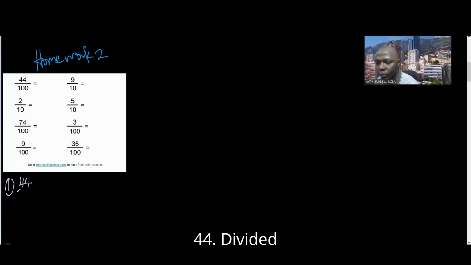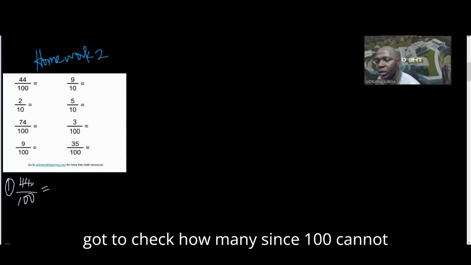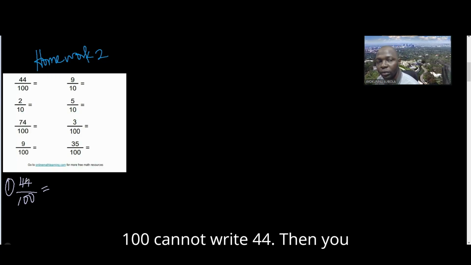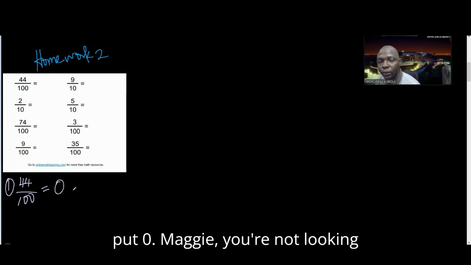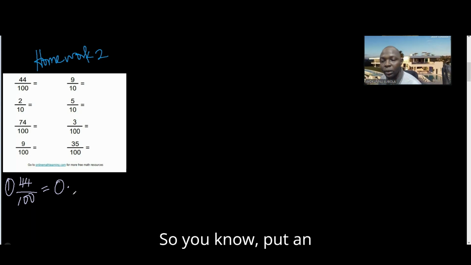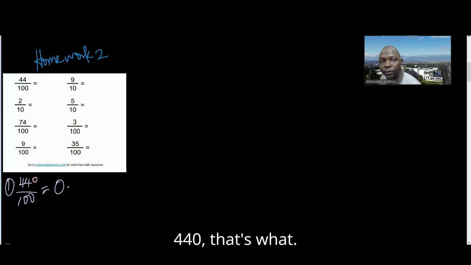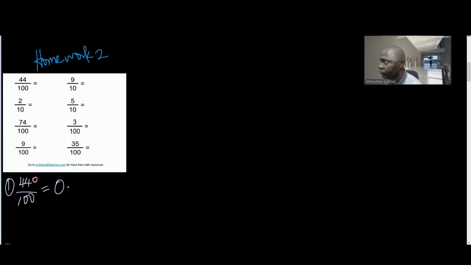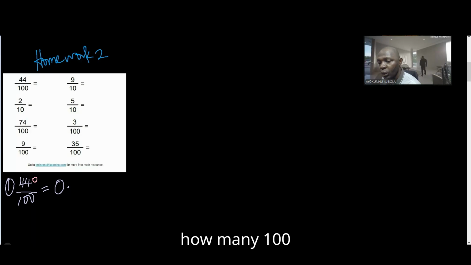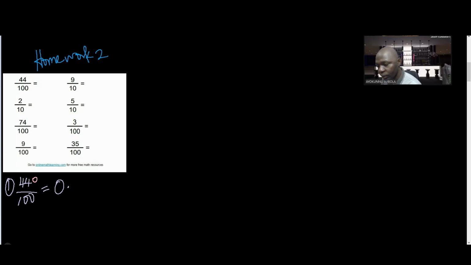Now, if you want to divide them, number 1 says 44 divided by 100. You're just going to check how many. Since 100 cannot divide 44, please look at the screen. 100 cannot divide 44, then you put 0. Miggy, you're not looking at what I'm showing you. So you now put an imaginary 0. That's 440.